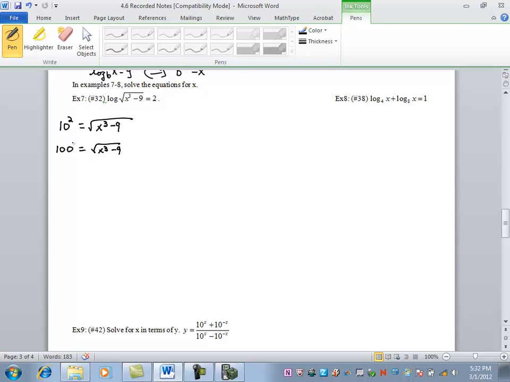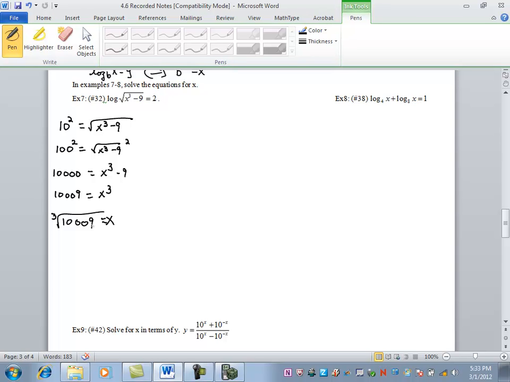Now we're going to square both sides, so 10,000 equals x cubed minus 9, and then 10,009 equals x cubed. That means x is simply going to be the cube root of 10,009.